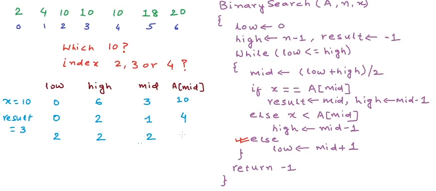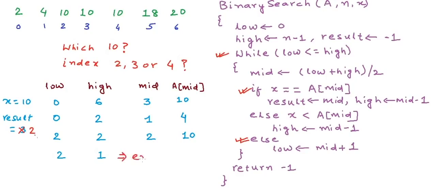A mid would be 10. Now we come to this condition. We again came to x equal to the middle element of the segment. So we now modify result to the new index at which we have found x. So result will be now 2, and high becomes mid -1, which will be 1. Low is 2. Now this condition low less than or equal to high fails. So we exit the while loop here.